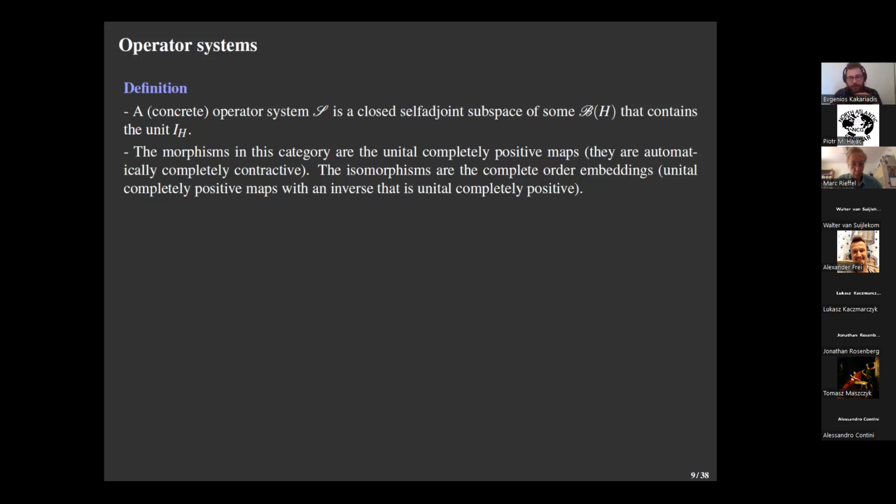And the morphisms here are unital completely positive maps. The isomorphisms are complete order embeddings, in the sense that you have a unital completely positive map, a UCP from now on, that has an inverse that is also a UCP.